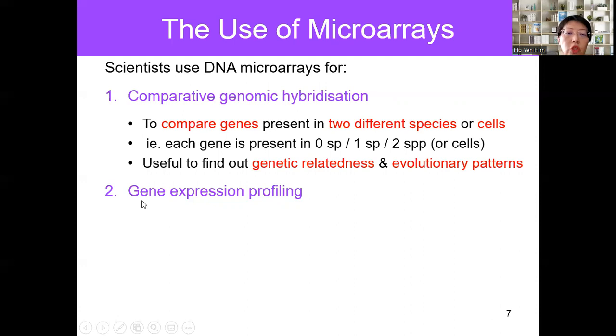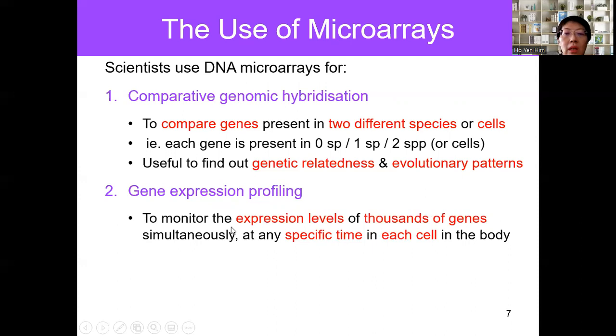The second use is for gene expression profiling. That means we want to find out the expression levels of thousands of genes simultaneously at any specific time in each cell. That means we want to know whether in a particular cell, a particular gene is being expressed or not, yes or no, and then the degree of expression. That means, does it cause a lot of insulin to be produced or a little insulin to be produced at different timing? So when glucose is present, a high level of insulin is produced. When glucose is absent, no insulin is produced.